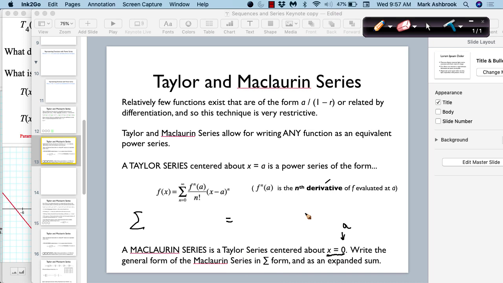Did you get it? No. How about Riddick, did you get it? Tell me. n equals 0 to infinity, good. The nth derivative of f. At where?